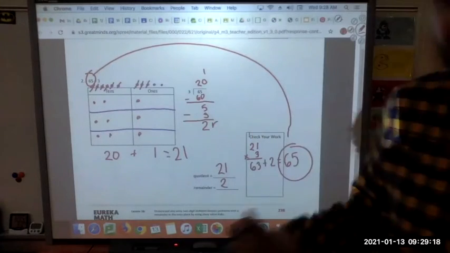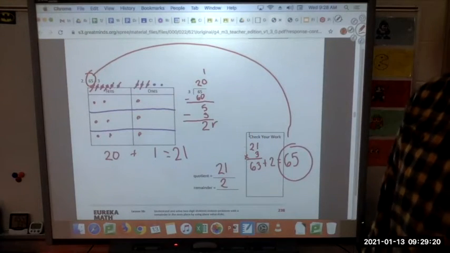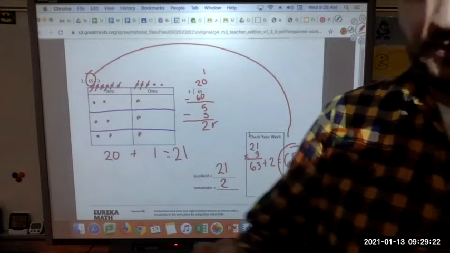All right, we're going to keep practicing this. I know this is new. Division is just repeated subtraction, so don't give up on it.